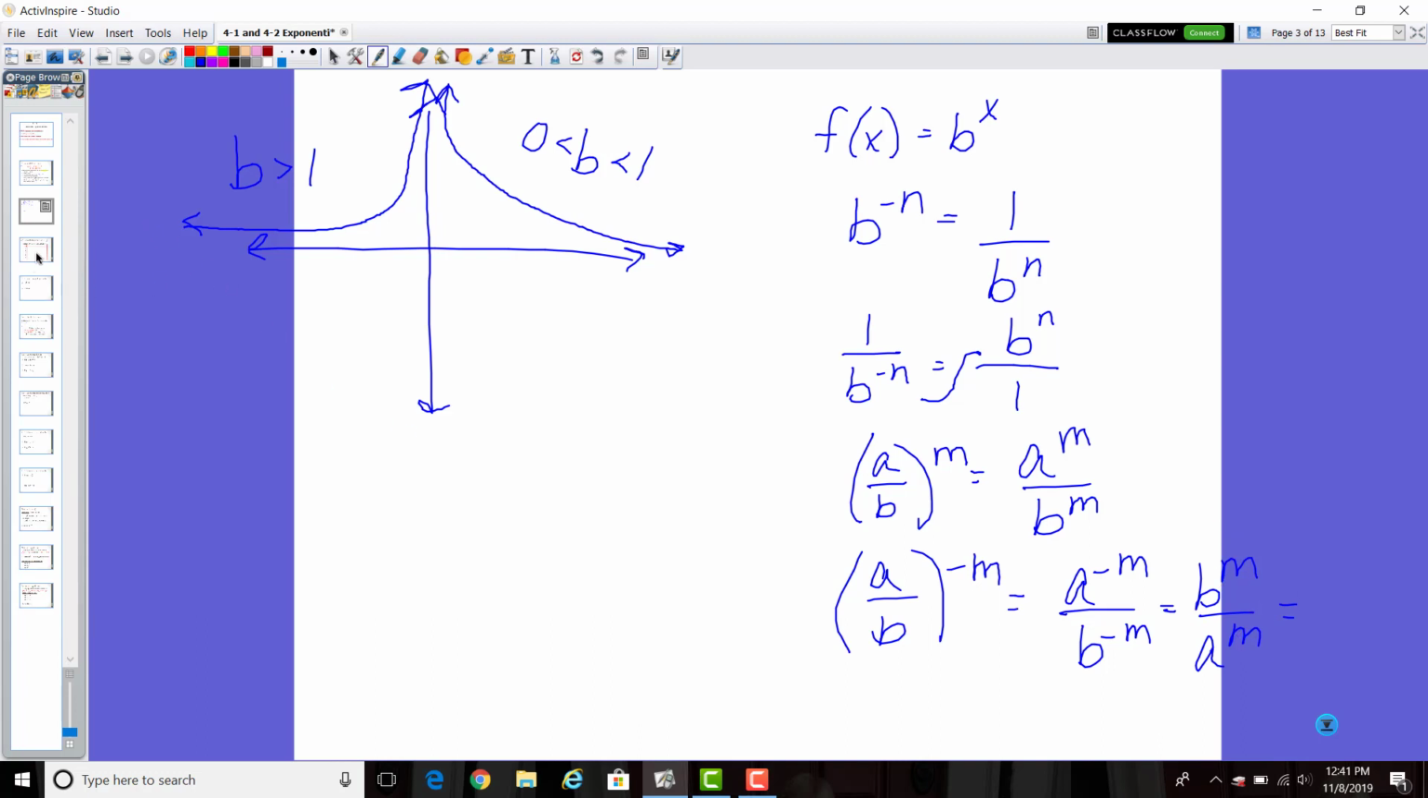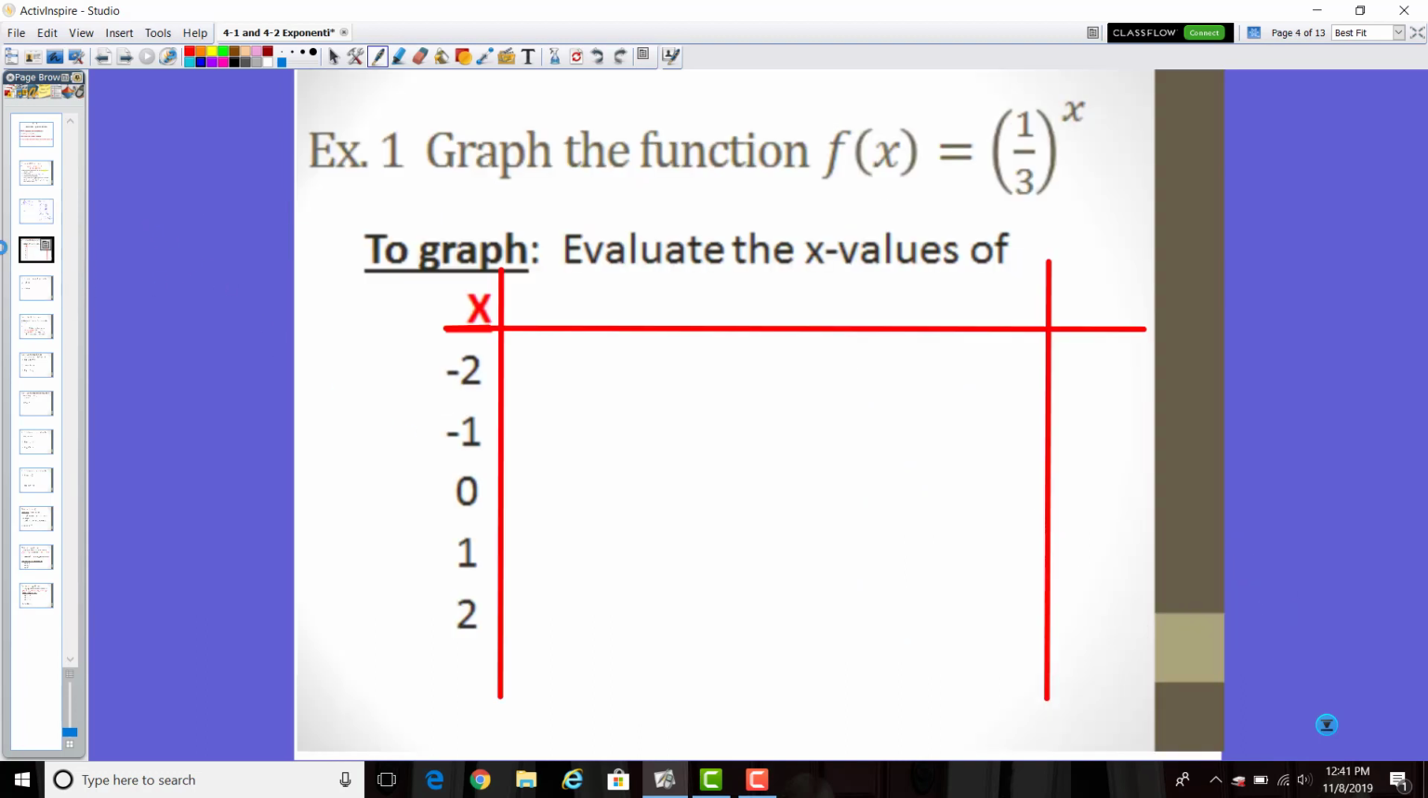Okay? We're going to start by graphing. This is the first time in this class we're actually going to graph. So when they say graph the function, we recognize this is an exponential function. Because these are in standard form, I'm going to ask you to use these 5 domain values, or x values, to find our y values.